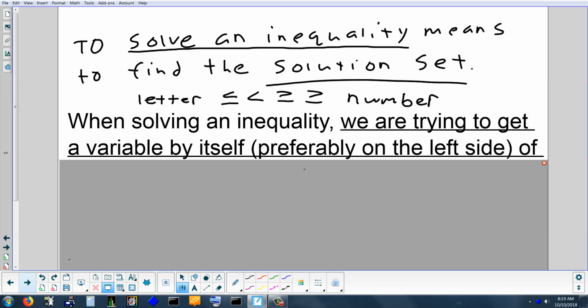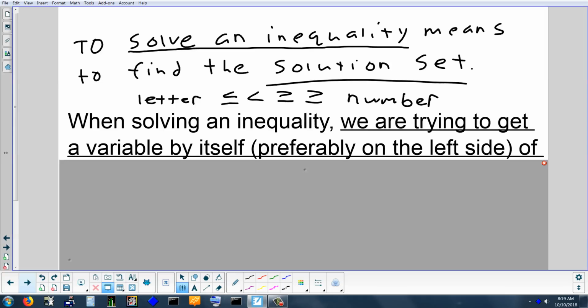What happens if you put the letter on the left side, if you look at the inequality symbol? What does the inequality symbol tell you? Yeah, what way the arrow goes. It tells you which way you're going to end up shading on the number line. If you don't put the letter on the left side, the inequality symbol does not tell you that.